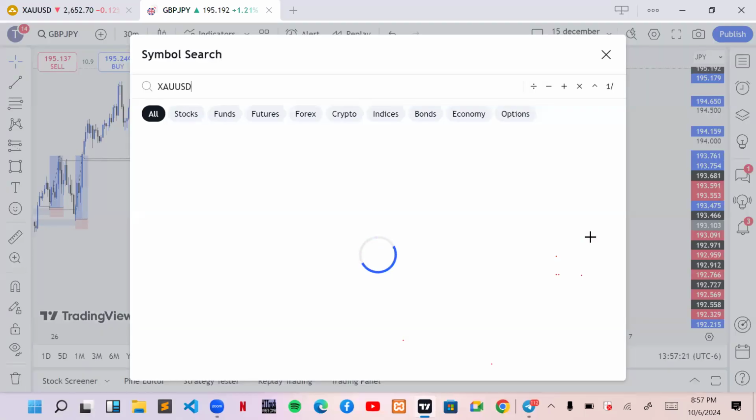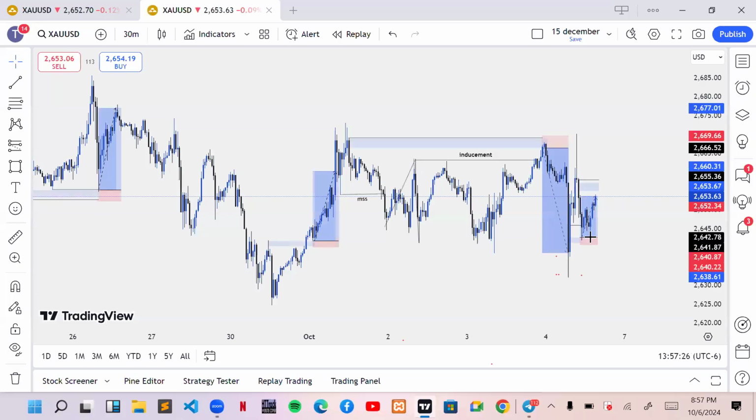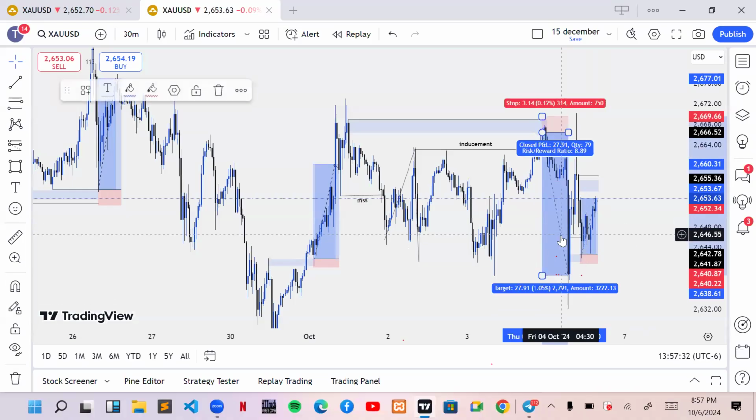On this gold trade, for example, if you're risking $100, you would have made around $2,700. No, sorry, mistake. If you're risking $100, you would have made around $800. If you're risking $200, you would have made around $1,600. High risk to reward ratio, precise entries. That is the beautiful thing about this particular strategy. So that is what I'm thinking for this.